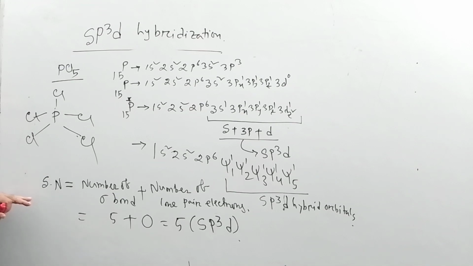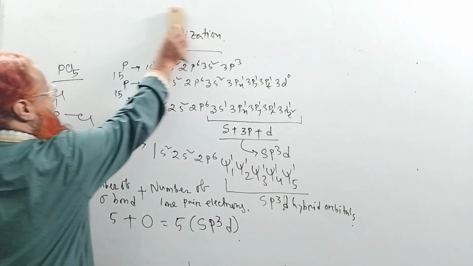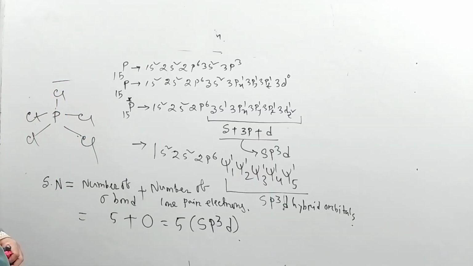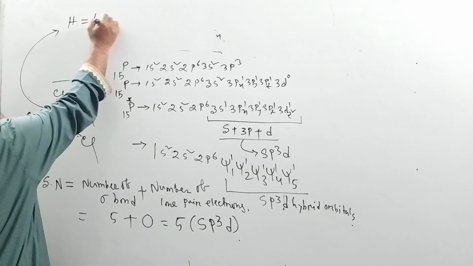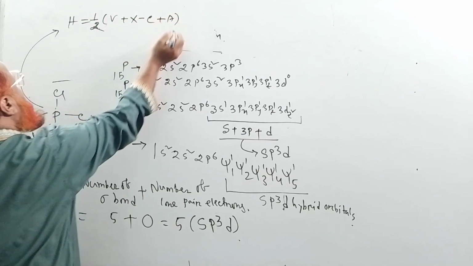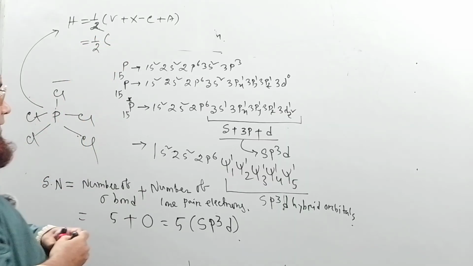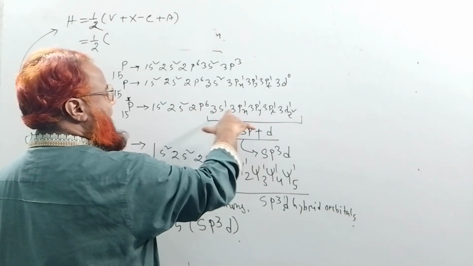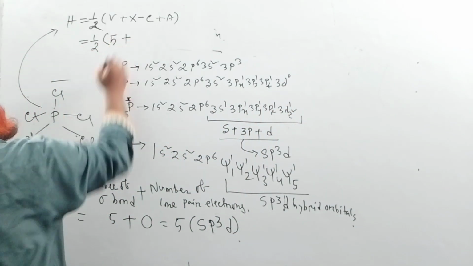Now using this formula we can also say that this is sp3d hybridization. If we use another formula, H equal to half into V plus X minus C plus A. So half V means what? Valency electron. You know that, dear students, here total number of valence electron is 5. So valency electron is 5 here, and X is what?